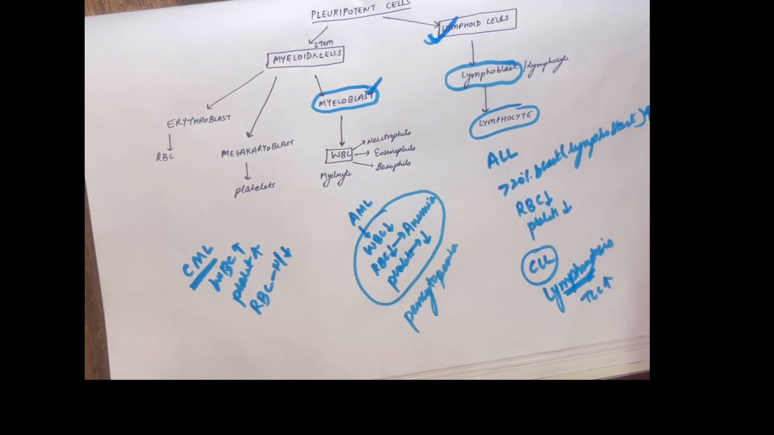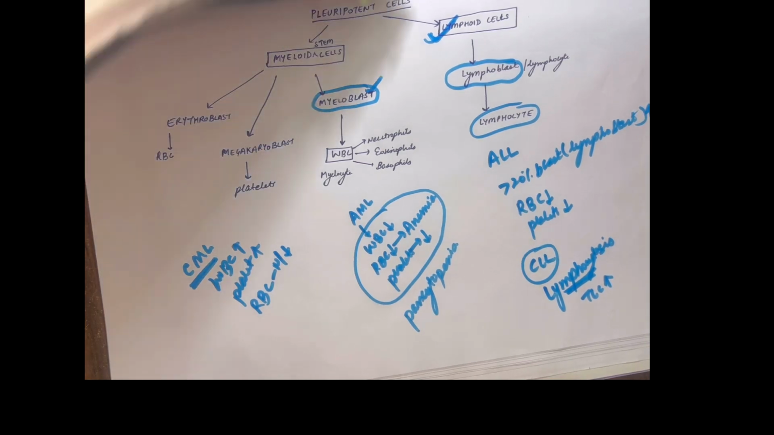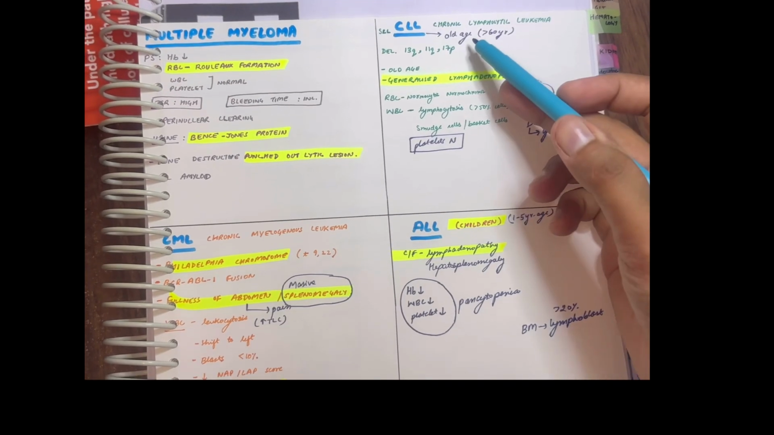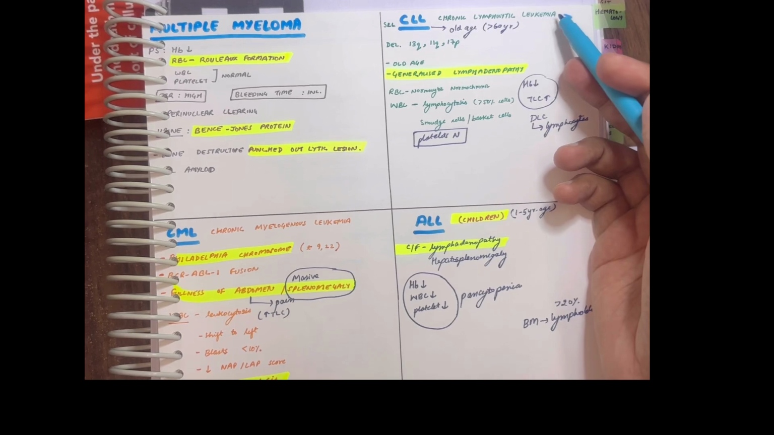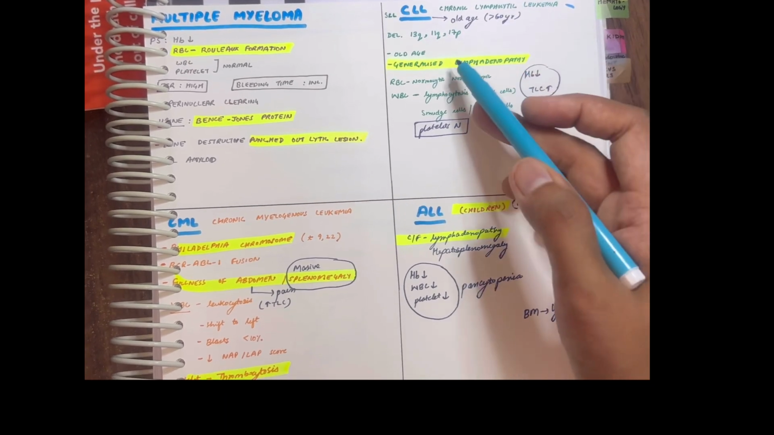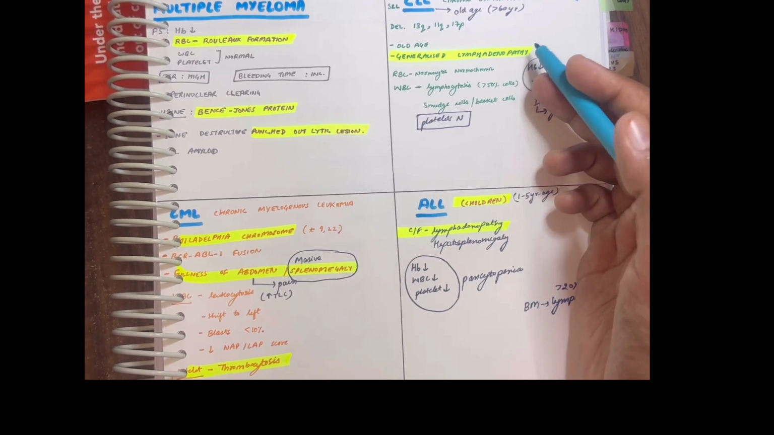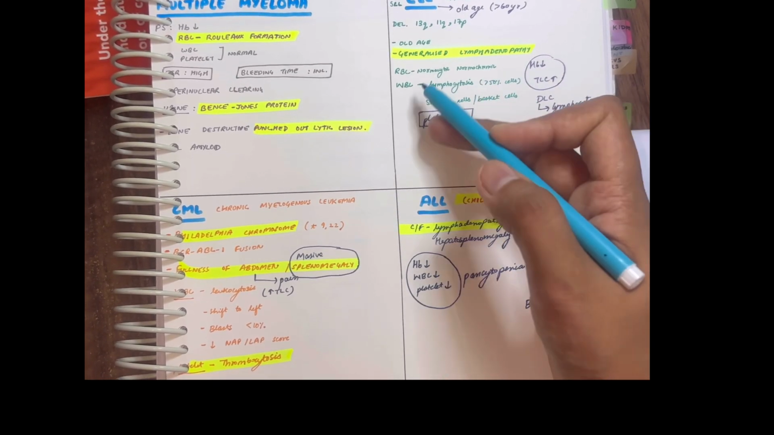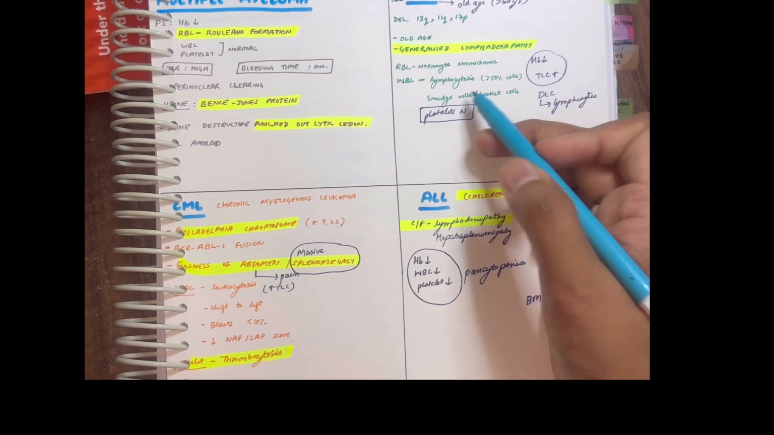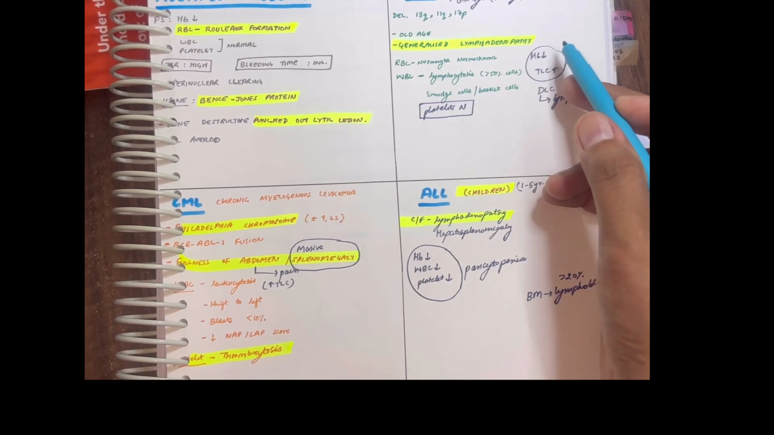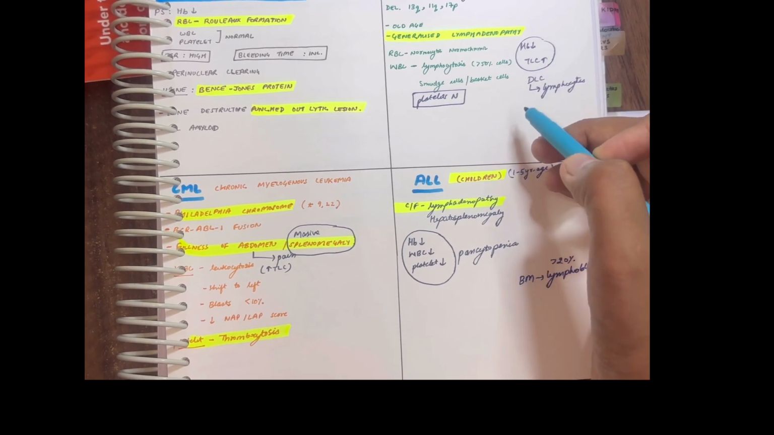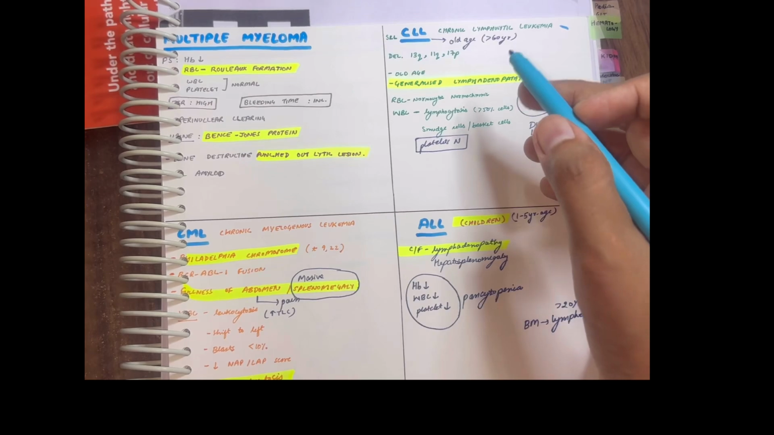Now let's see some of the differentiating features. I have this as my notes, so you can see what happens in each of these. This is the case of CLL, chronic lymphocytic leukemia. It usually happens in old age. Generalized lymphadenopathy will be there in these patients. RBC, normocytic normochromic anemia. WBC, lymphocytosis will be there. Platelets will be normal. So if hemoglobin is less, TLC is increased, and lymphocytosis is there, this is the case of CLL.